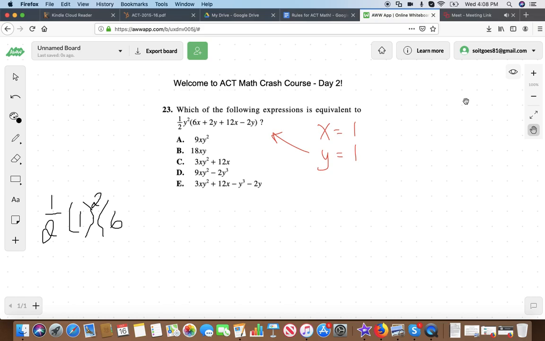The nice thing about plugging in a value like 1 is basically it melts away all of the variables, because anything times 1 is itself. So the 1/2 is just going to become 1/2, and the 6x is just going to become 6, and the 2y is just going to become 2 ultimately. Does that make sense, Sarah? Yes. Do you want me to keep writing it? Yeah, go ahead and do it right now. I just want to make it clear.